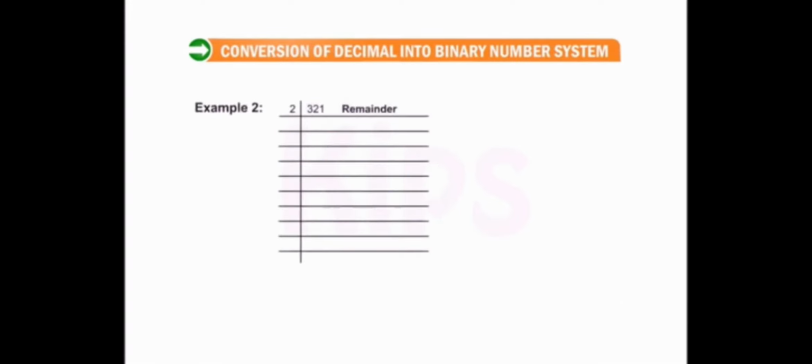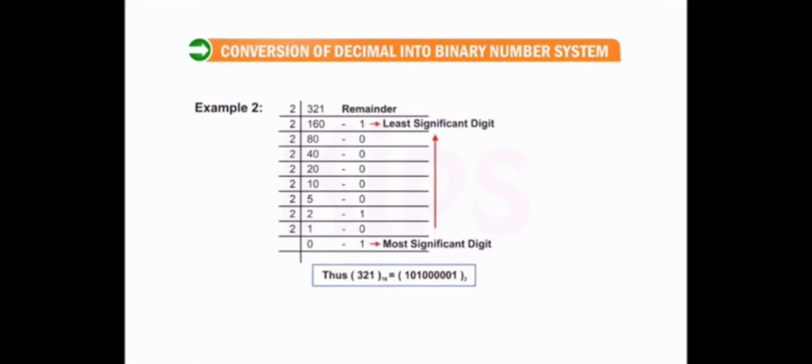Example 2. Dividing 321 by 2 gives us quotient 160 and remainder 1. Dividing 160 by 2 gives us quotient 80 and remainder 0. So we keep on dividing till we get quotient 0. So 321 in decimal is written as 101000001 in binary.